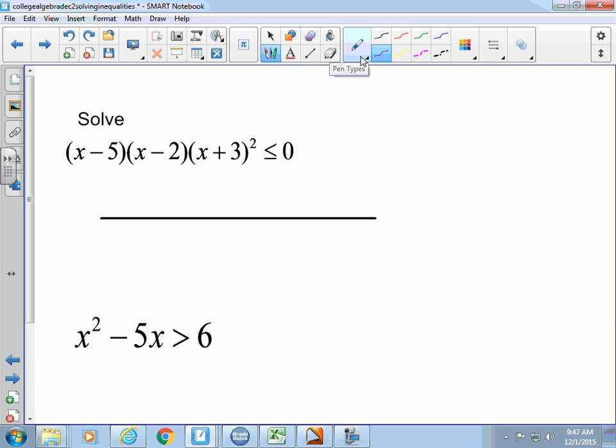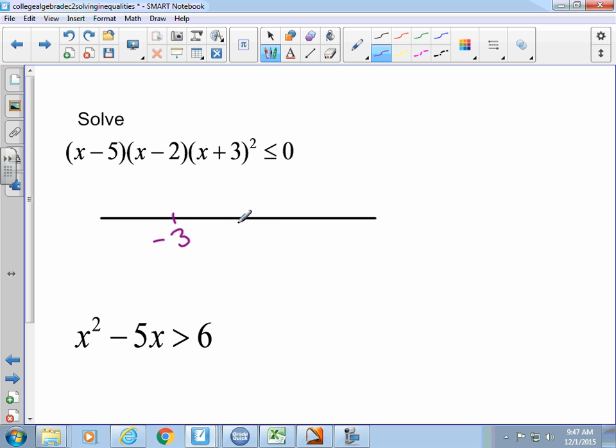Step 2. What's step 2? Solve by factoring, right? If possible, solve by factoring. If not, pick up a calculator. They did all the work for me on this problem. Do you agree? They already factored it for me. So what are my numbers that go on my number line?